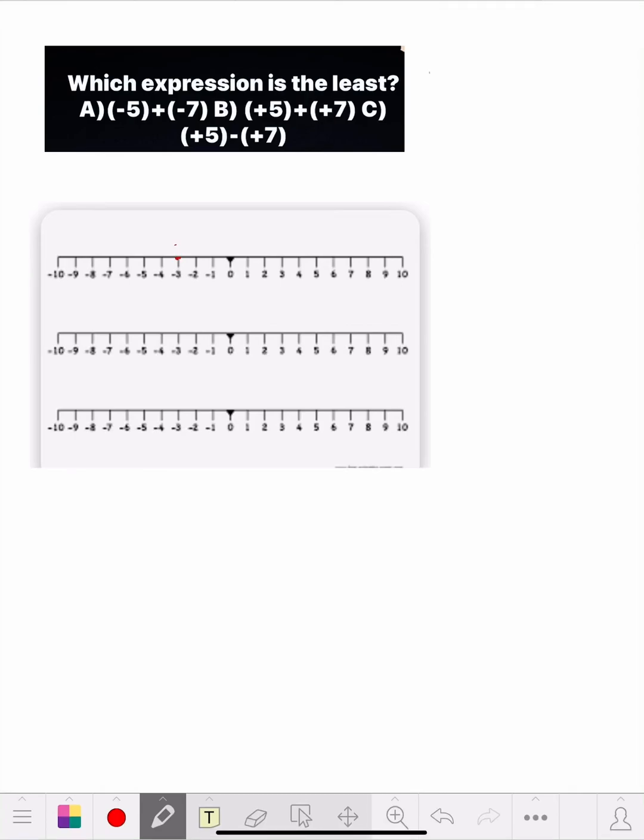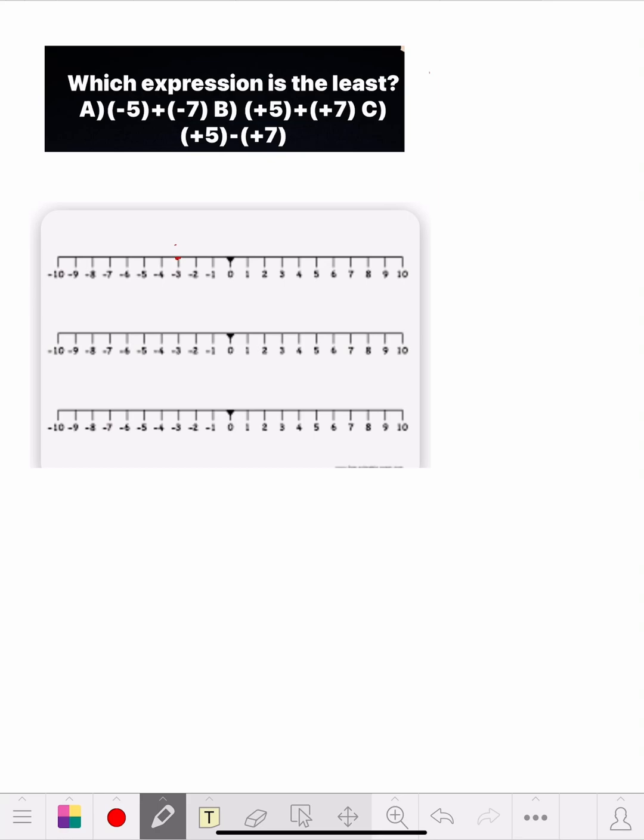The problem they gave us today is which expression is the least, okay? So least means smaller, okay? So what expression is going to have the smallest result? Let's see, they gave us three different examples and I drew three different number lines, okay?